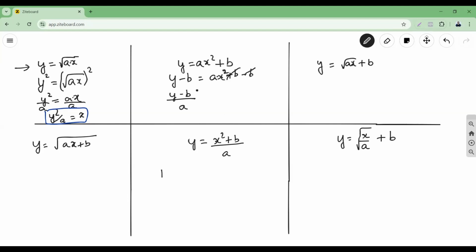So that's done. Then what are we doing here? a into x square by a. So a goes off, right? a goes off. So a gets divided. a divided by a is 1. Now we have got this much: x square is equal to y minus b by a.